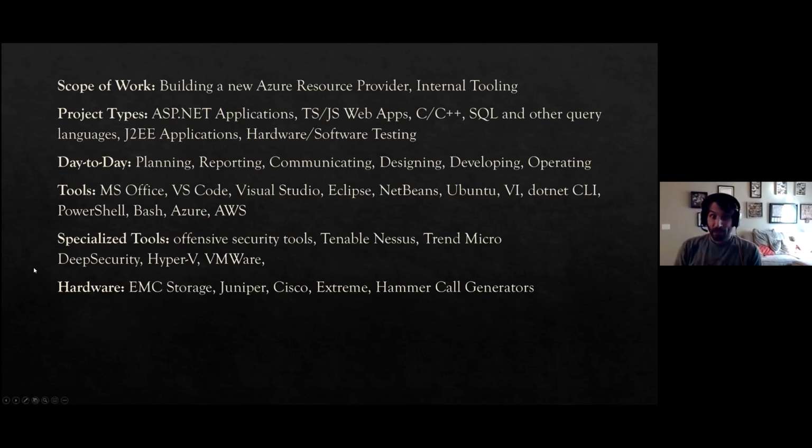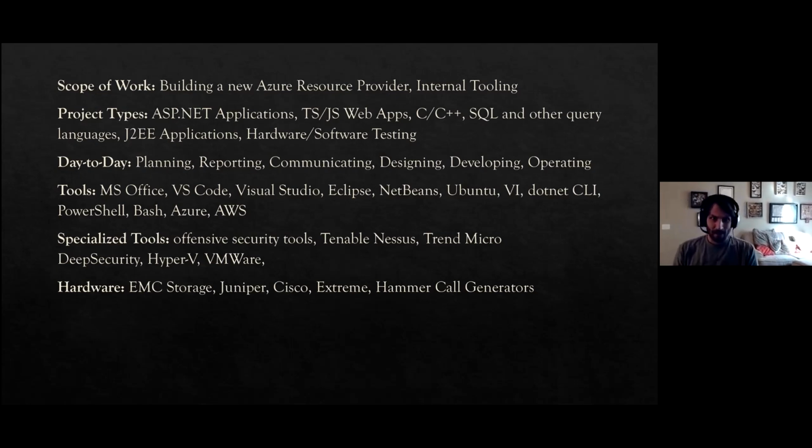Some specialized tools that I've used in the past include offensive security tools like hash cracking software to figure out if something is vulnerable. Tenable Nessus is a vulnerability scanner, which is more for defensive security.